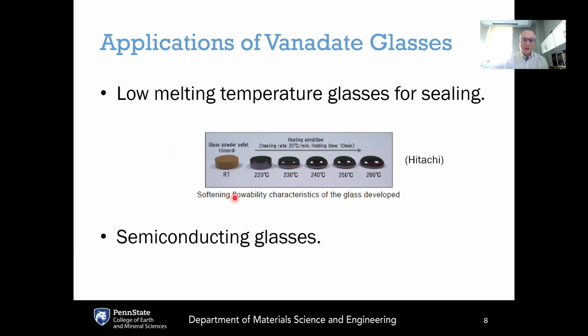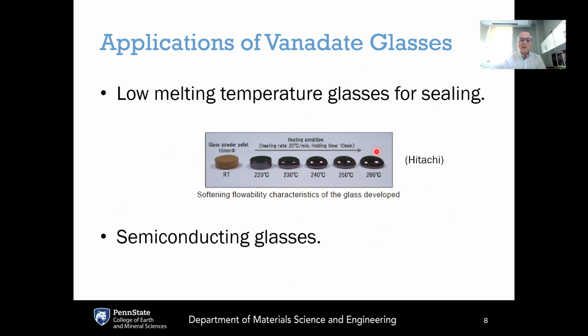Two of the main applications of vanadate glasses are, first of all, low melting temperature glasses for sealing. So you can see that these glasses are actually softening at rather low temperatures in the 200s degrees C, where you can already see this softening type of behavior. So vanadate glasses can be good for low temperature sealing.